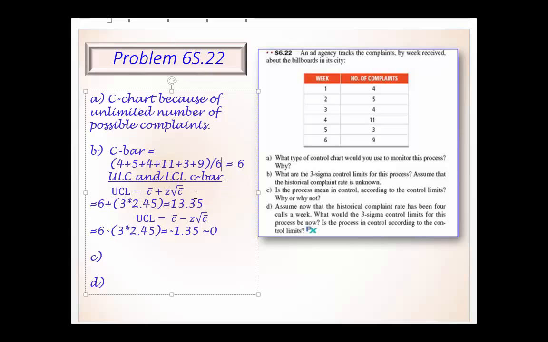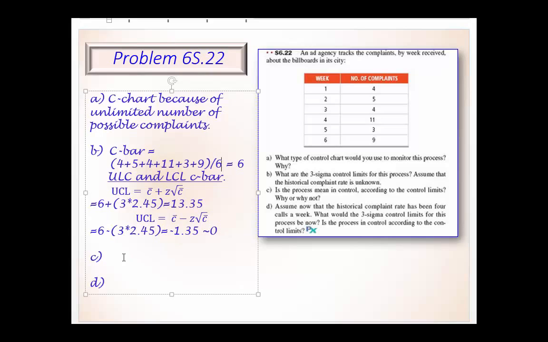Then I computed my upper and lower control limits by taking C bar plus or minus 3 times the square root of 6, because I was interested in 99.73% of the observations. The square root of 6 should be about 2.45. That gives me an upper control limit of 13.35 and a lower control limit of negative 1.35, but that rounds to 0. So that's the upper and lower control limit of complaints that we expect.